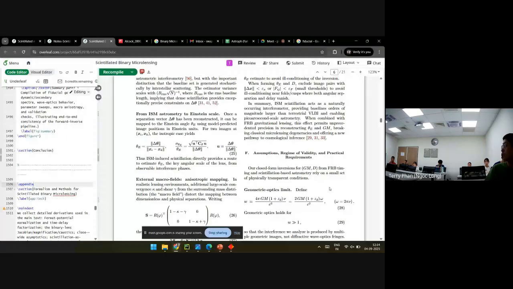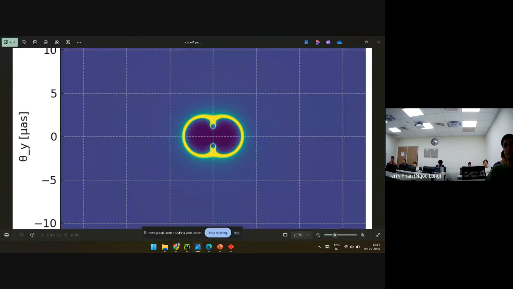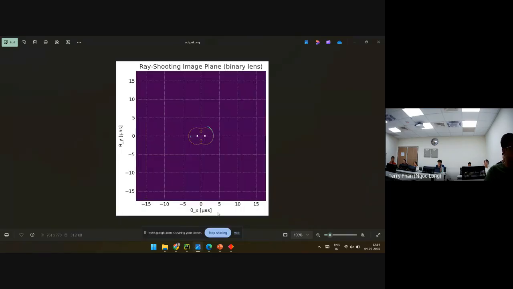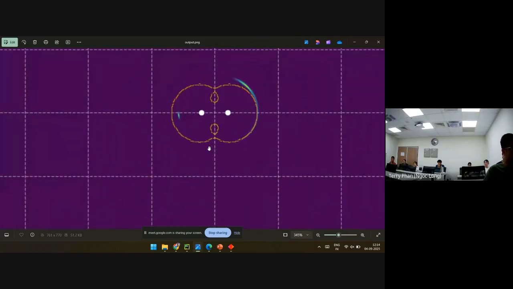So this is the lensing, how it should look. It is currently in progress, using the ray tracing method. Here the binaries will rotate, and this is the magnification which we'll get. And for a real image, it will be similar to something like this.